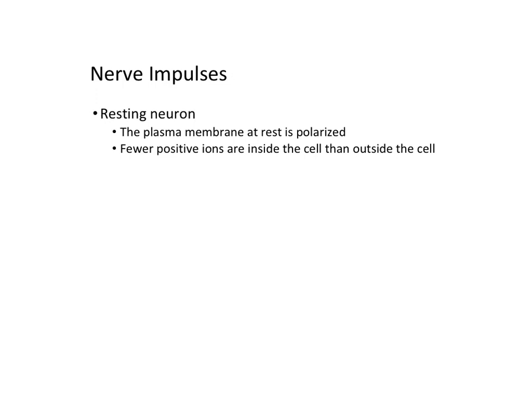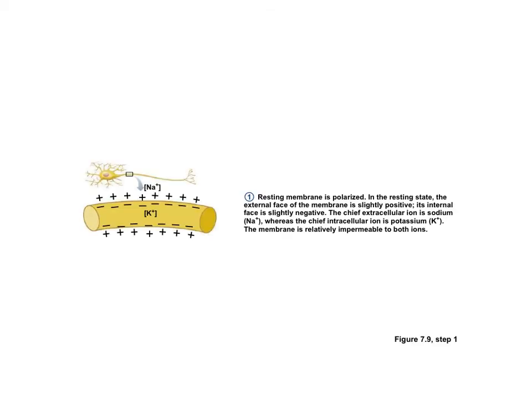When a neuron is at rest, the plasma membrane is polarized, meaning that the charge of the solution inside of the cell is different than the outside. In this case, there are fewer positive ions inside, and there are more positive ions outside of the cell. So when you look at a neuron that's in a resting state, you can see that the inside of the neuron is slightly more negative than the outside of the neuron, which is slightly more positive.